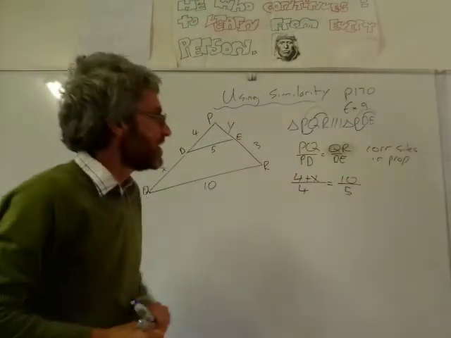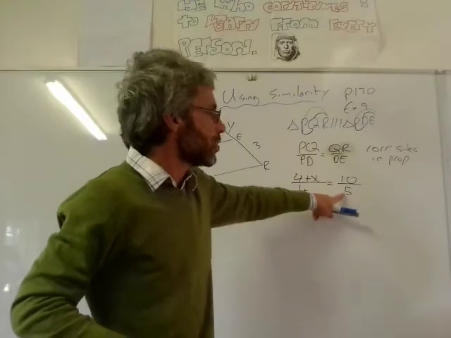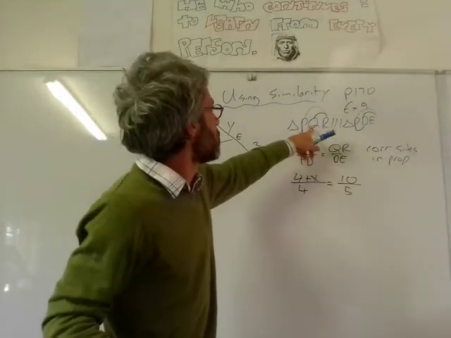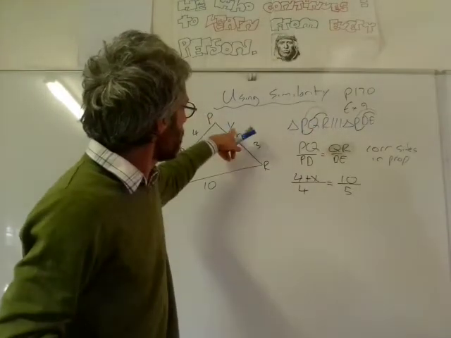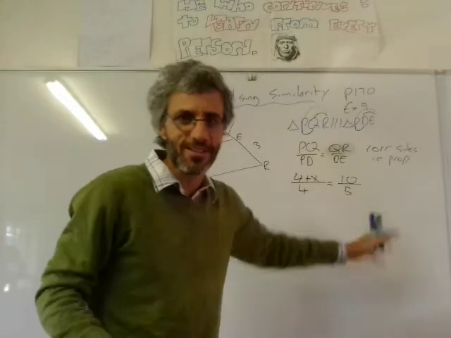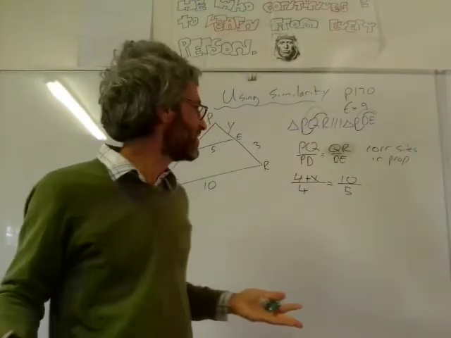Okay? You see now why I chose QR and DE, because now I've got a number divided by a number, which is a number. If I chose PR, I would have Y plus 3. So I would have X on one side, Y on the other side. I can't solve it. Okay?